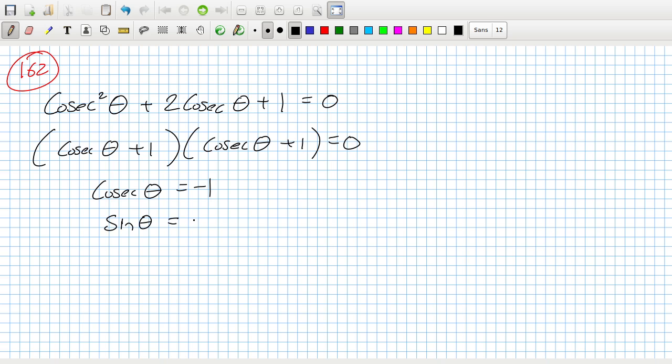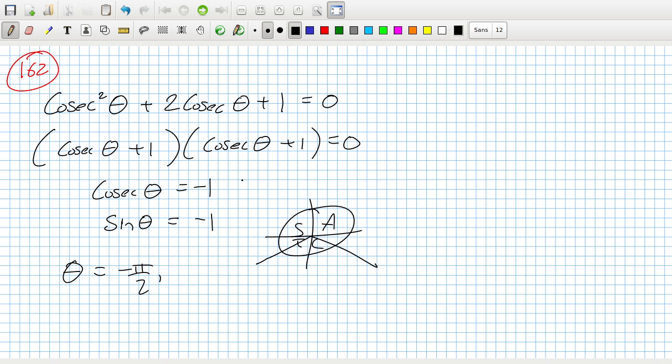equal minus 1, because cosec is 1 over sine. Which means that theta should equal sine inverse minus 1, which is minus pi over 2. And then the second answer here, so that's a negative. So the next time sine is negative is over here.